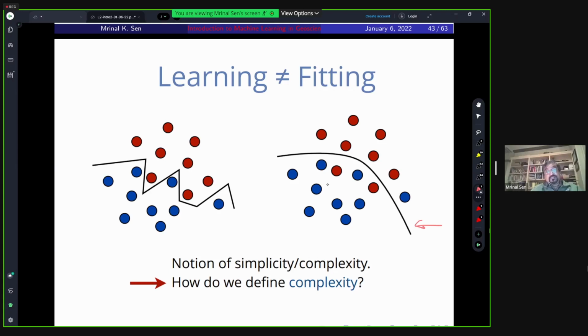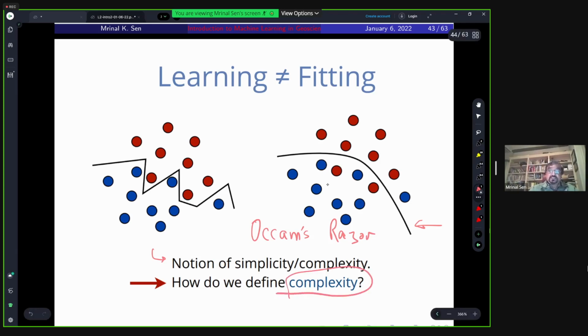But then some of these data points may be noisy. So fitting every data point is not necessarily a useful thing to do for prediction. So we use some notion called simplicity. I don't know how many of you are familiar with something called Occam's razor. Of all possible solutions, use the one that is simplest, okay? And then, of course, the question is, what is complexity? These are some of the things we deal with when we define our optimization problems and different kinds of norms that we will talk about next week.